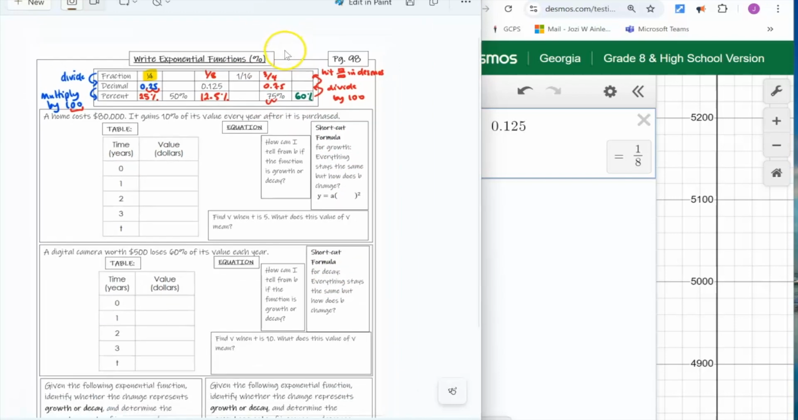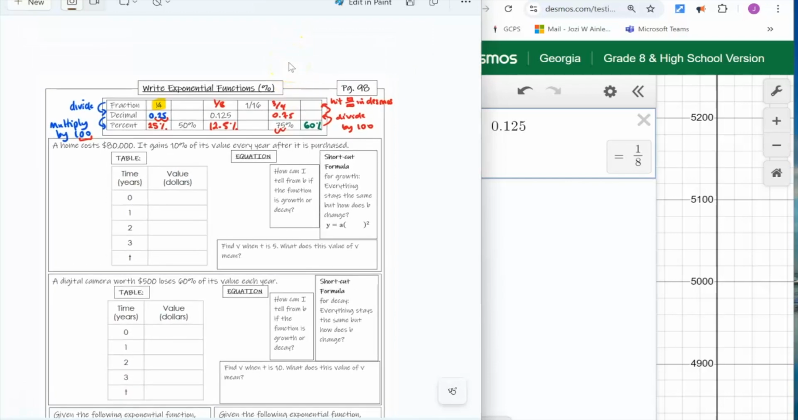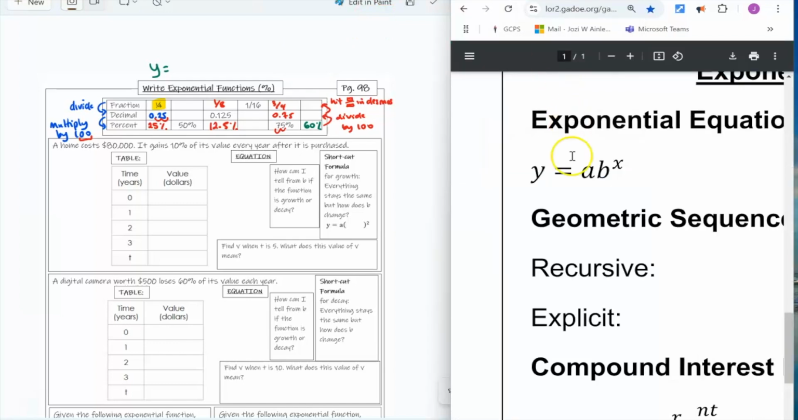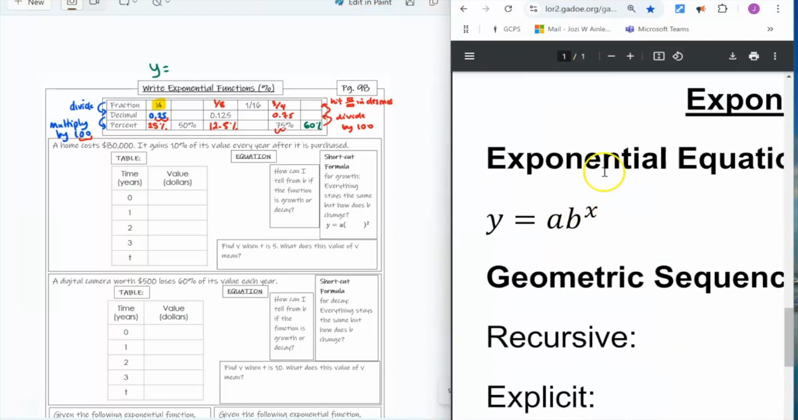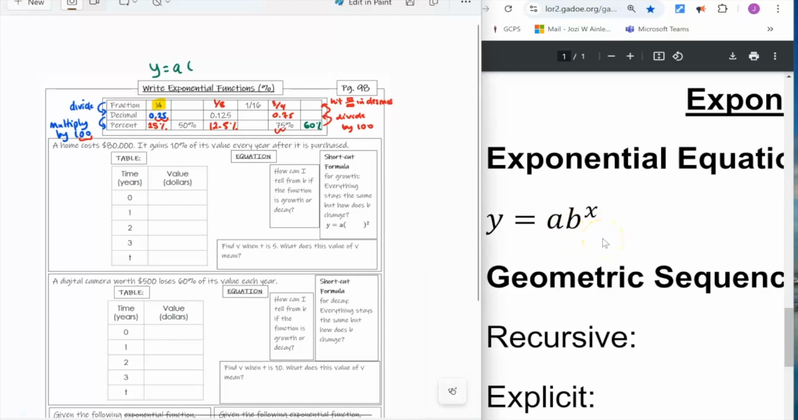So let me just remind you once again. All right, our equation is y equals, oh no, Miss Ainley, I forgot. That's okay, go to the formula sheet. What do you see? Exponential equation y equals what? A times B to the X. So A(B^X). What does A again mean? It is your y-intercept, your start, when there's nothing here.